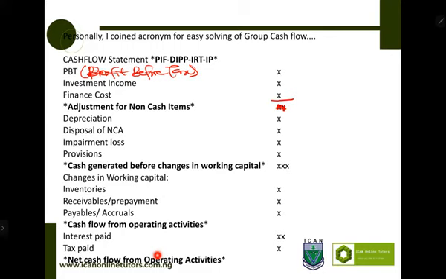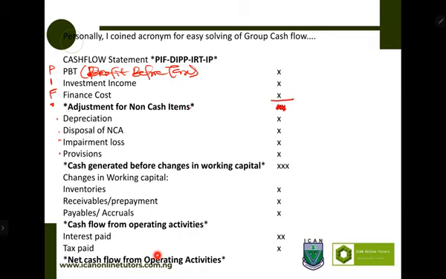When you add it together, you will now have adjustment for non-cash items. What are the non-cash items? Items that are not cash, but there's a movement. And what are they? Depreciation, disposal of non-current assets, impairment loss, then provision. This is the P, this is the I, this is the F, that is the first P. After that, I use a hyphen. That hyphen is for us to know that there are subheadings for the one that is coming. And another one is adjustments for non-cash items.